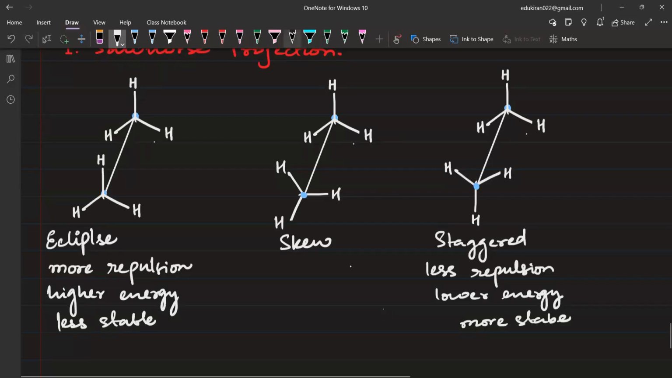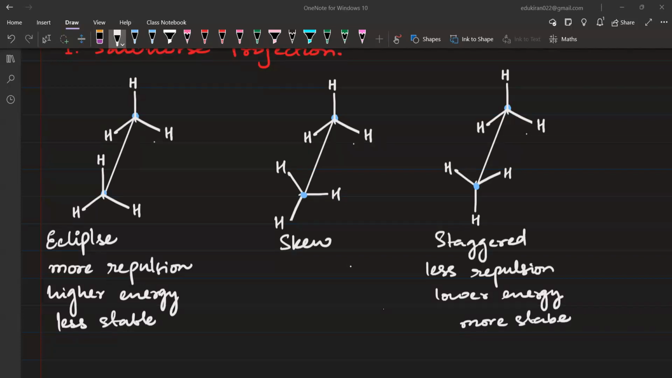In between eclipse and staggered, there will be millions of configuration. All of them will be known as skew configuration. Skew configuration, it is between eclipse and staggered. It is neither very unstable as eclipse, nor it is very stable as staggered. It is in between. So this is how we show it in the sawhorse projection.